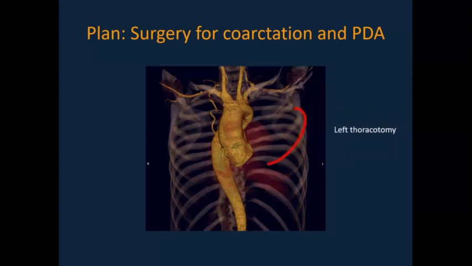So now the first choice was to send him for surgery because it was too complex for stenting, and this was way back in 2011. The dilemma for the surgeon was, if he does a left thoracotomy, he would not have access to the right descending aorta.